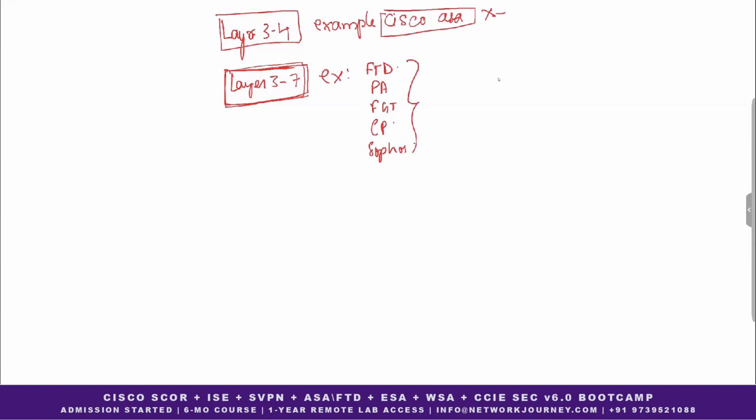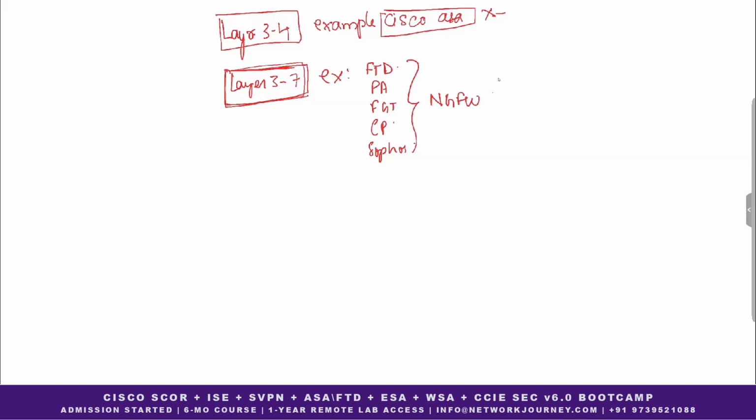Say for example, the example here is Cisco ASA. So Cisco ASA works in a traditional method, layer 3 to 4. It cannot inspect any application traffic. Whereas here the examples are the Cisco FTD, Palo Alto, FortiGate, Checkpoint, so forth. So there are huge list which supports 3 to 7 OSI layers. We also call this as next gen firewalls.